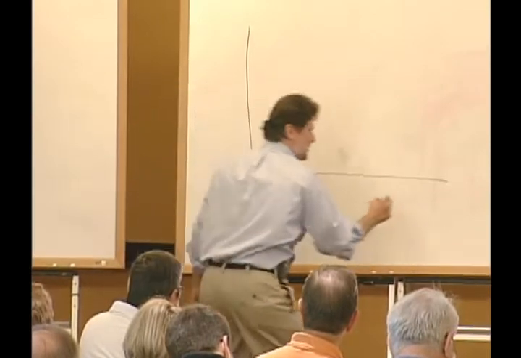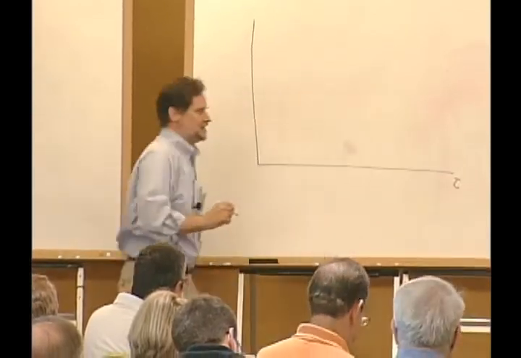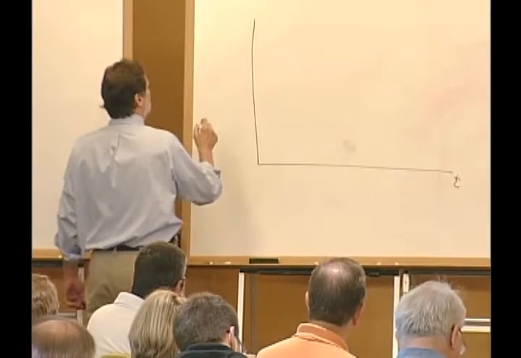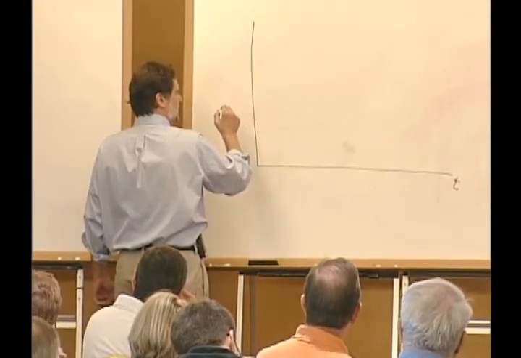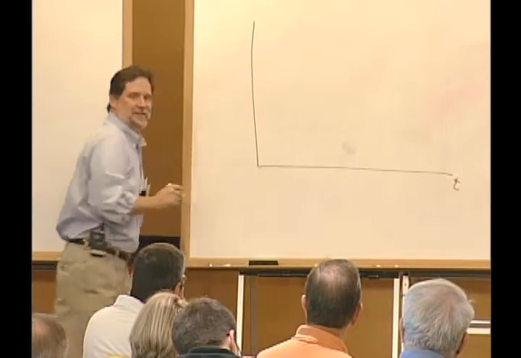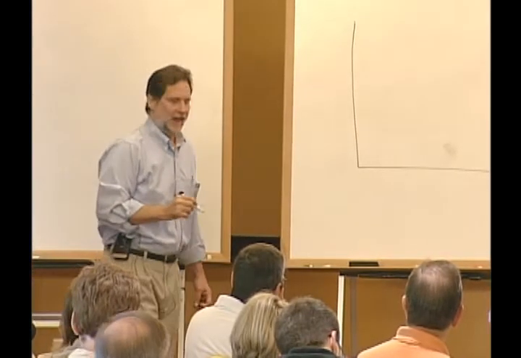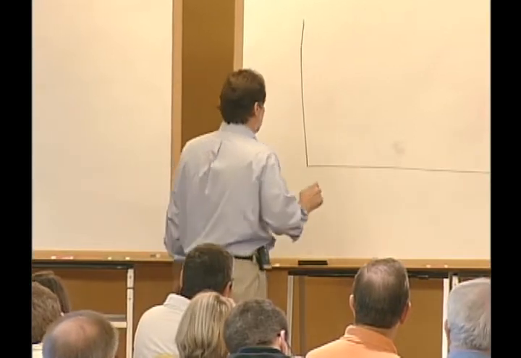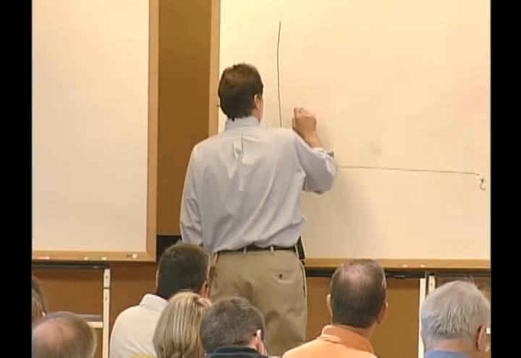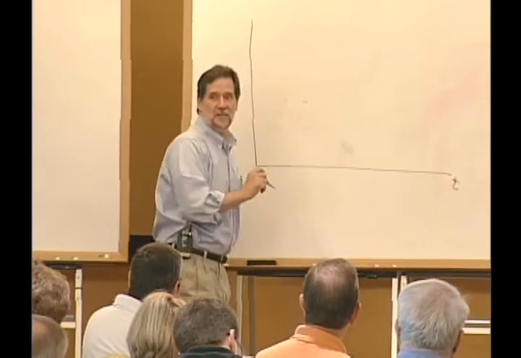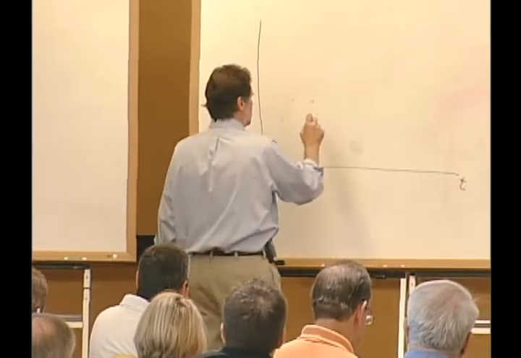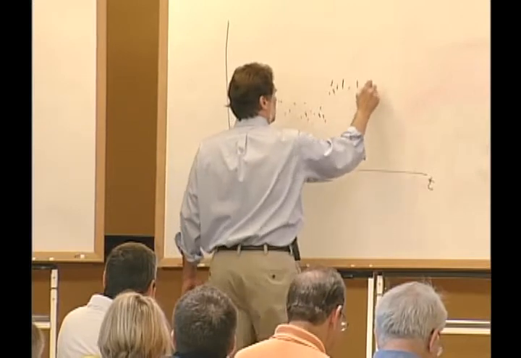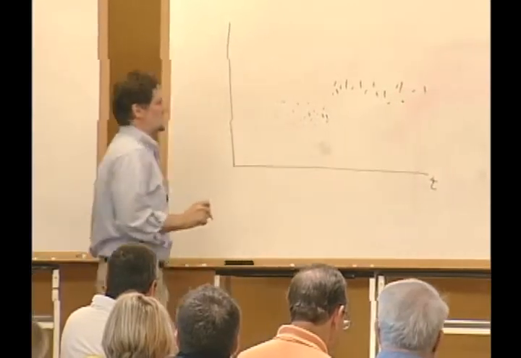Okay, so I guess I probably want T down here. T. Okay, and here's the data. I'm going to plot the data. Okay, and here's what the data look like. You can't see this in the back. Sorry. Just listen. Right? So it looks like that.